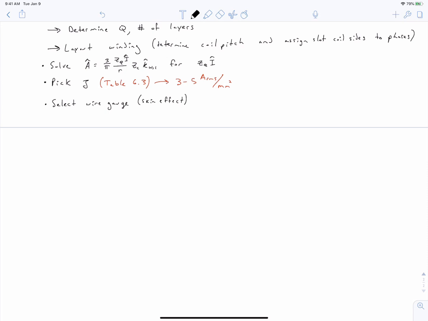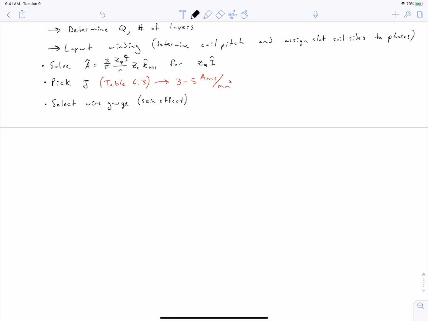If we have very low frequency currents, we can use really thick wires. If we have really high frequency currents, we need to have very thin wires so that we have proper conductor utilization. We talked about this in our loss video. So you're going to pick your value of J, how many amps RMS per millimeter squared you allow in a conductor, and then you're going to pick a wire gauge. Maybe this is AWG 18 or AWG 16 or AWG 22.